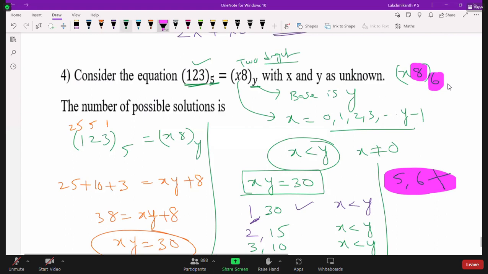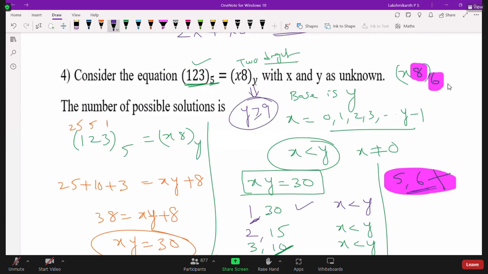Hope it is clear. Even if x is less than y, when you take y 10, no problem. When we consider base y as 10, the digit 8 is allowed, since 8 is a digit in the base 10 system. You can take base 15 also. You can take base 30 also. But y should be greater than 9. So this is again a very important point. y is greater than or equal to 9. So y can be 9.